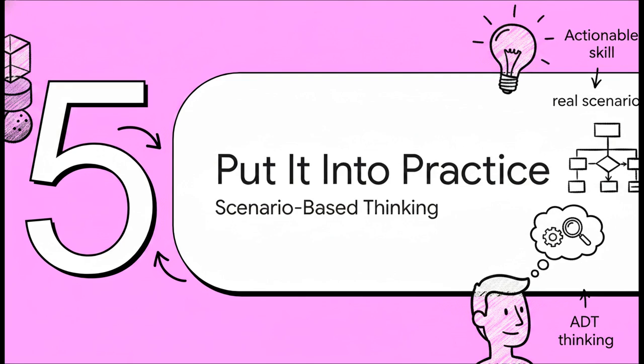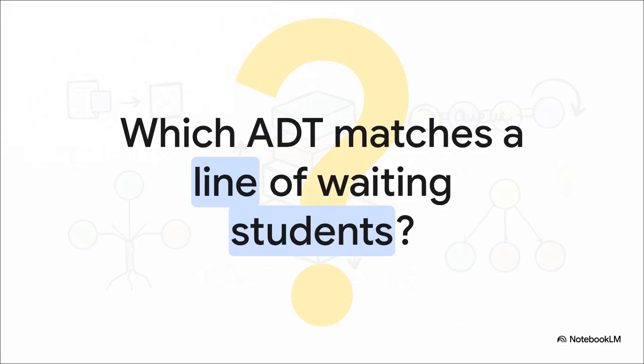Section 5, put it into practice. Okay, you're in the hot seat now. Imagine you're building a school app to manage the order of students waiting for help at an IT desk. Students join at the back of the line, and the student at the very front gets helped first. Based on the rulebooks we just covered, which ADT best matches this behavior? Take a quick second to think about it.